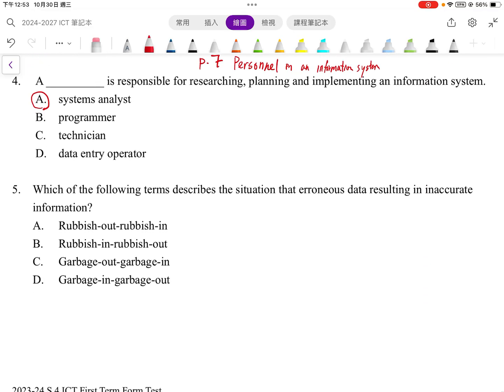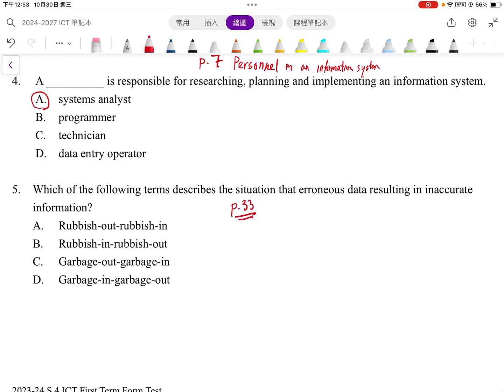So question 5. Which of the following terms describes the situation that erroneous data results in inaccurate information? So this is from chapter 2. We have a very, very good table in your textbook. So if you have your textbook, just go to page 33.